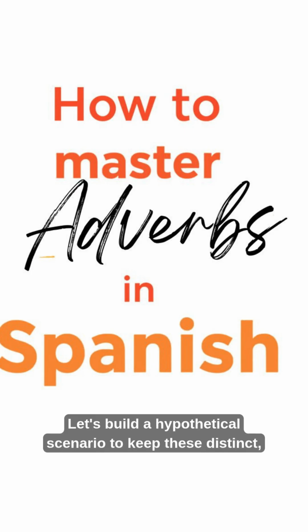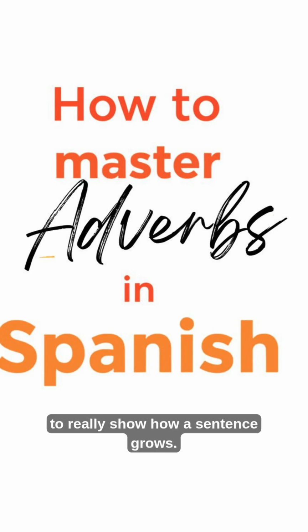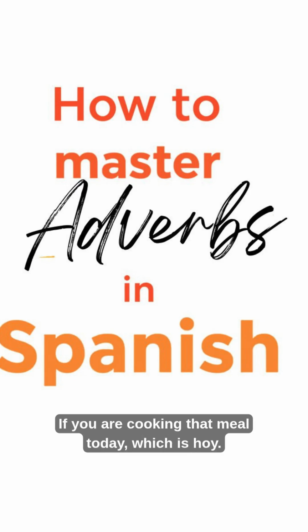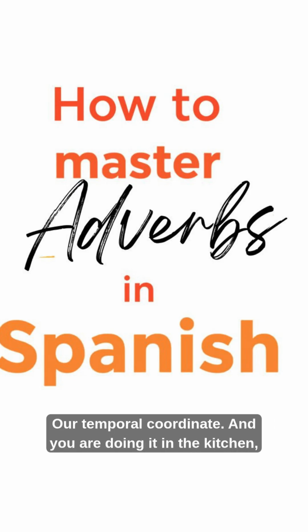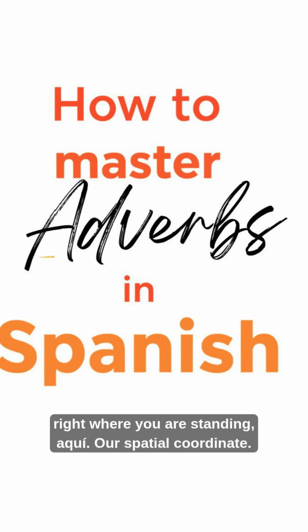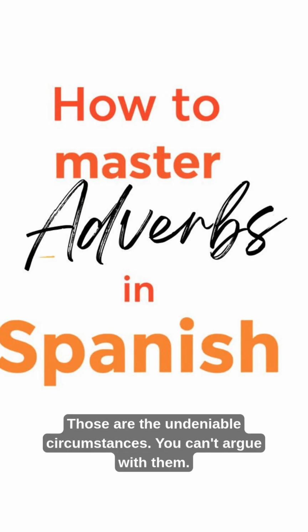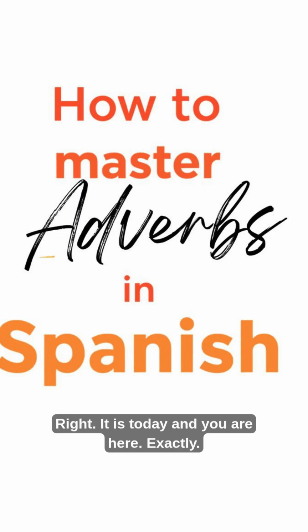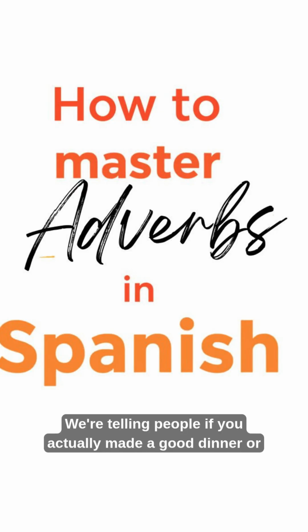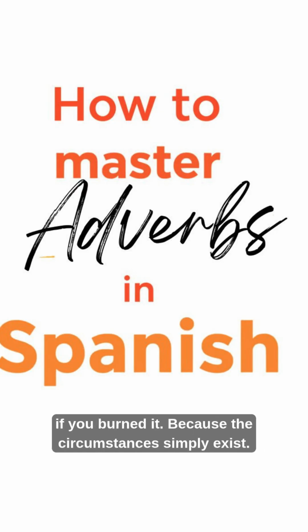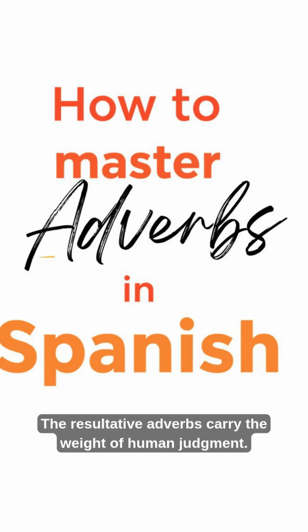Let's build a hypothetical scenario to keep these distinct, to really show how a sentence grows. Let's say the verb, the action, is cooking. You are cooking a meal. Okay, I'm with you. If you are cooking that meal today, which is hoy, our temporal coordinate, and you are doing it in the kitchen right where you are standing, aquí, our spatial coordinate, those are the undeniable circumstances. You can't argue with them. Right. It is today and you are here. Exactly. But when we drop bien or mal into that sentence, we change the entire reality of the experience. We're telling people if you actually made a good dinner or if you burned it. Because the circumstances simply exist. The resultative adverbs carry the weight of human judgment.